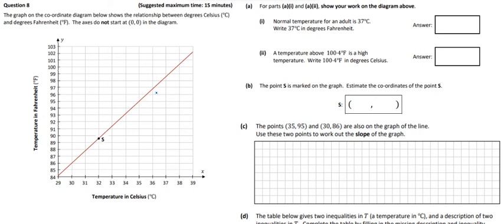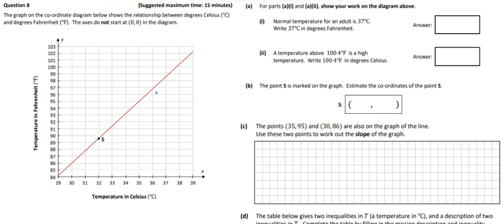So question 8, the graph on the coordinate diagram below shows the relationship between degrees Celsius and degrees Fahrenheit. The axes do not start at 0, 0 in the diagram, so that could be important later. For parts AI and AII, show your work on the diagram above. So you must show your work.